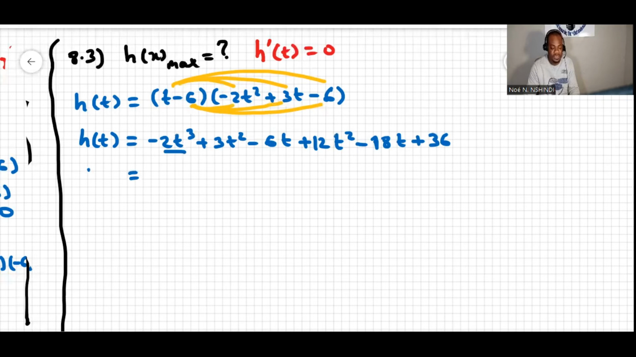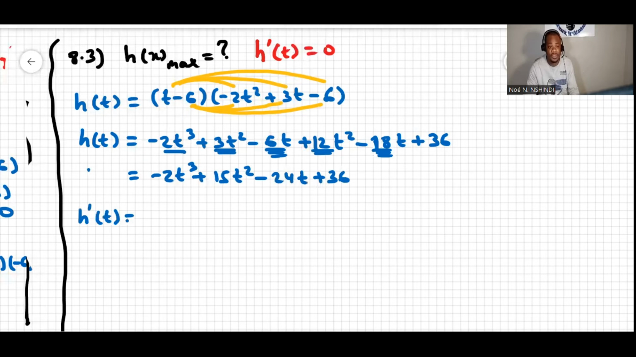Combine like terms. Negative 2t cubed remains like that, and then we have 3t squared and 12t squared, which can be combined and makes 15t squared. And then we also have negative 6t and negative 18t. These will be combined to negative 24t, and plus 36. And then we can work out h prime of t, the derivative of h.